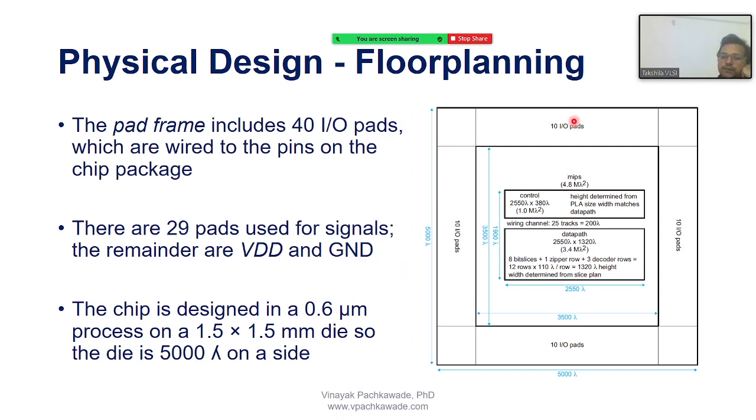So let's say this chip was designed using a technology node of 0.6 micron. See here. And this whole area including the pads, the die area or chip area, is 1.5 millimeter square. So can you tell me now, if this is a silicon die, how is it 5000 lambda each side? You can see the 5000 lambda vertical, 5000 lambda horizontal. How did they get estimated?